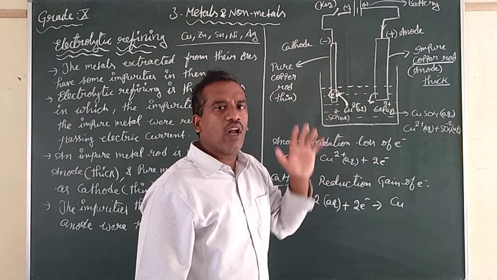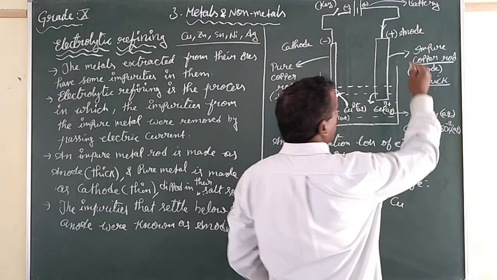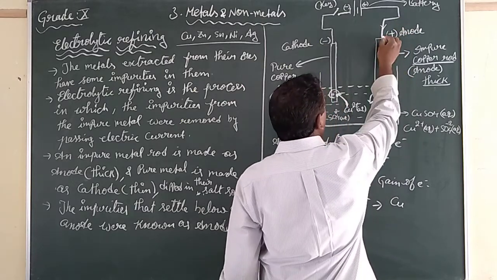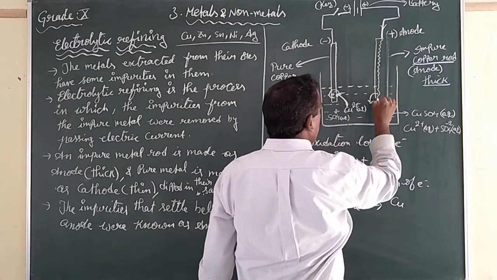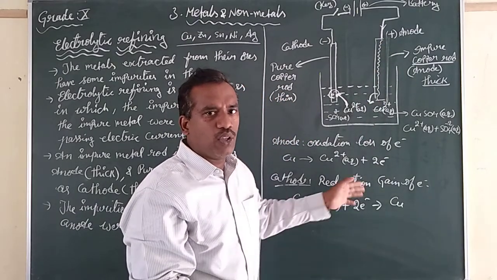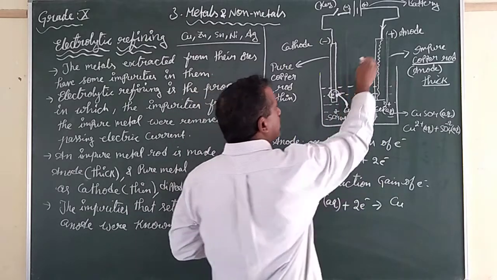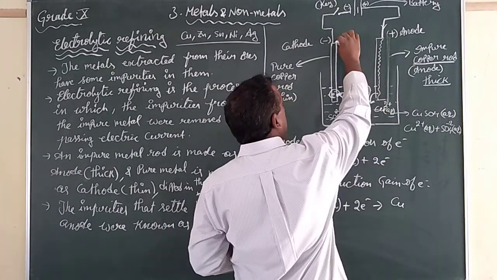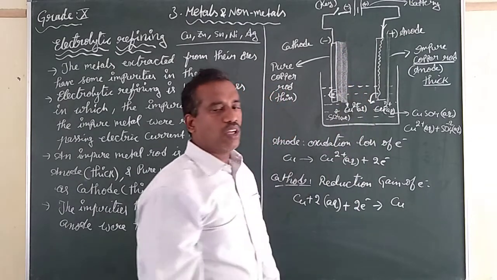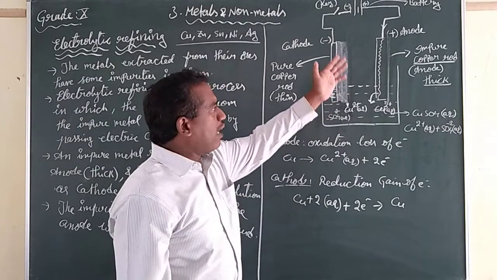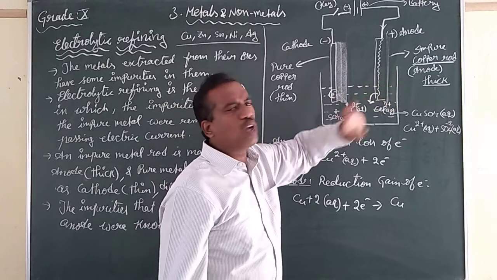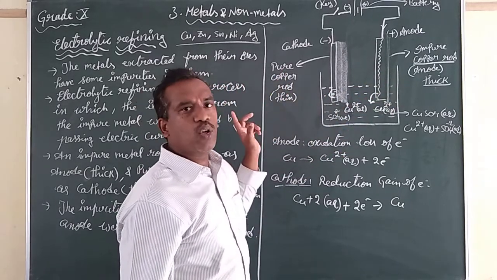This will take place for a long time. Completely at the end of the experiment, this anode will become thin, because all the copper metal is going to enter into the salt solution. And from the salt solution, the ions are depositing on the cathode. At the end of the experiment, the anode becomes thin and the cathode becomes thick. What is the anode? Impure copper metal. What is the cathode? Pure copper metal.